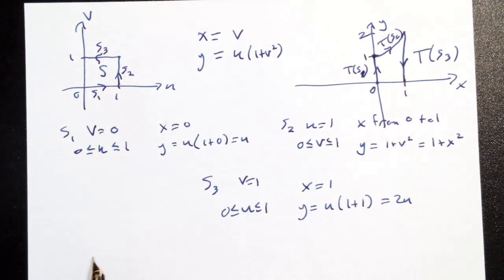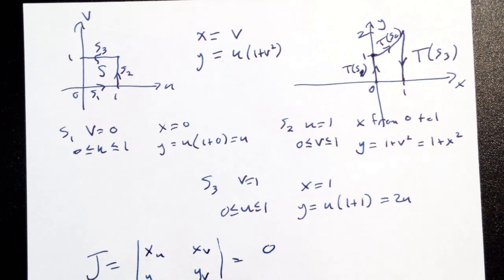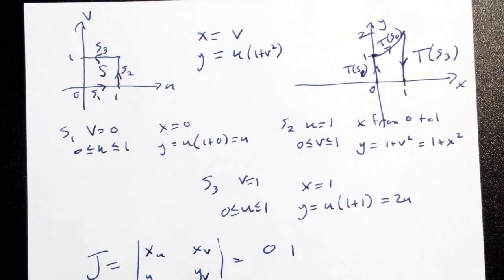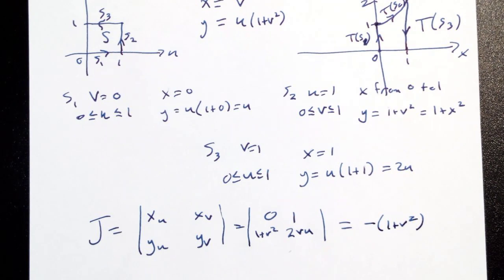There's my transformation. The Jacobian is derivative of x with respect to u is 0. Derivative of x with respect to v is 1. The derivative of y with respect to u is 1 plus v squared. The derivative of y with respect to v is 2vu. When I do that, I get negative 1 plus v squared. My change in area is negative because I flipped over.